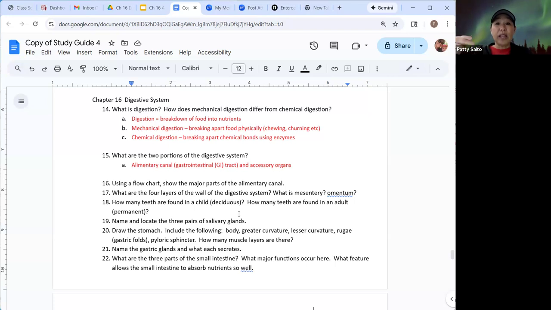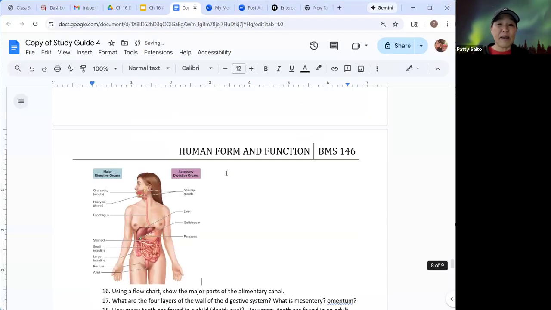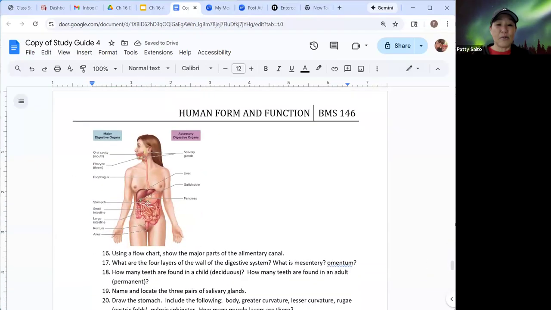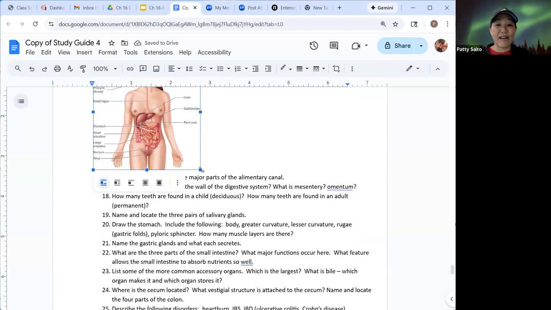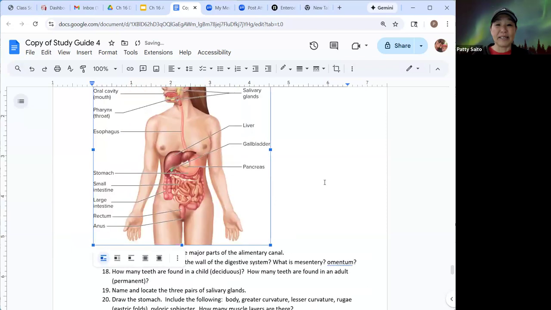Accessory organs feed into that. They're not part of the tube, but they feed secretions into the tube. So let's take a peek at what that might look like. And then the second part, okay. Then the next question is actually, what are the parts of the alimentary canal, of that tube? And maybe like how long is that tube? What are we talking about?